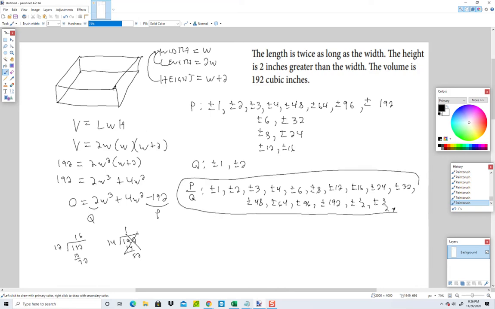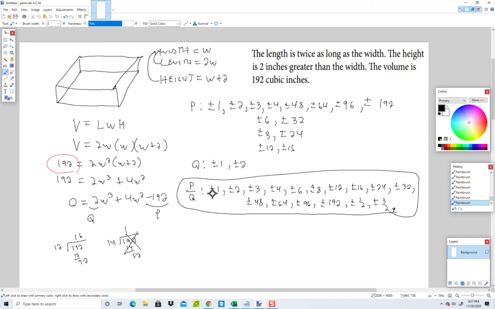Now, by common sense, since I'm multiplying length times width times height, and it has to equal 192, probably 96 is not going to be one of my answers. You know, these are fairly close. Well, I guess they're not too close together, but when you start multiplying numbers that big, it just doesn't work out. But we'll start.